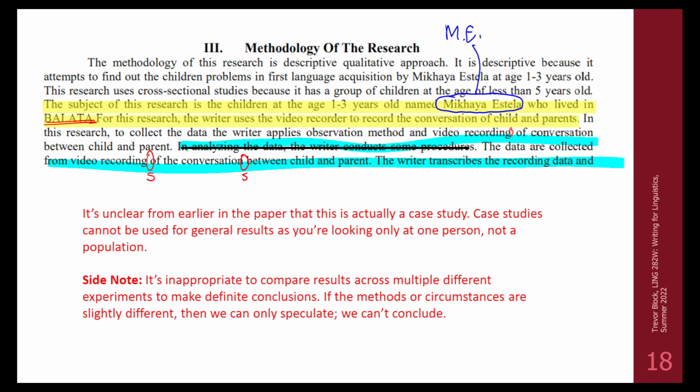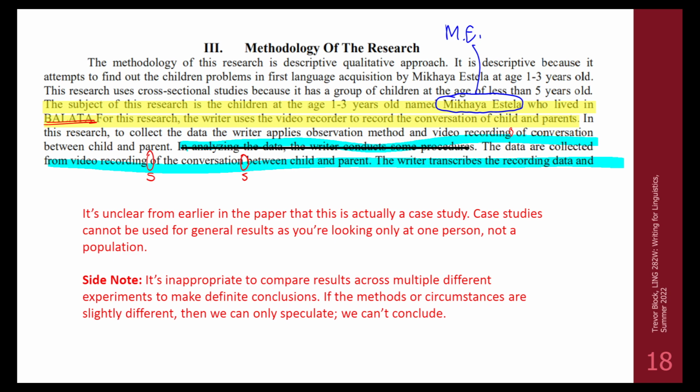They actually give the name of the child and exactly where they live, which is bad. That's unethical. Do not do that. You can give code names to children. You can give them first names that aren't real, but do not give their full name and their place of like where they live. Do not give their residence.